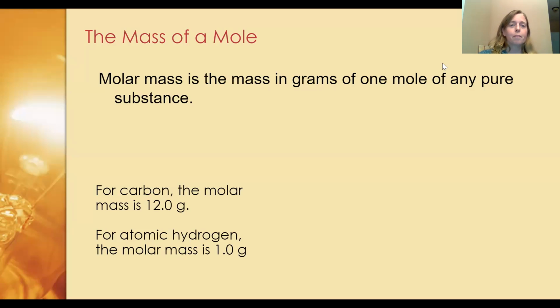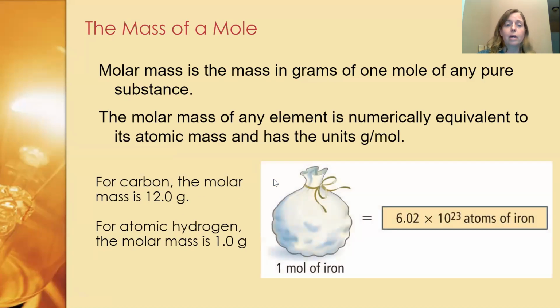So we're going to be talking a little bit about molar mass, the mass of 1 mole of something. Molar mass is the mass in grams of 1 mole of any pure substance. For example, the molar mass for 1 mole of carbon is going to equal 12 grams. The molar mass of any element is numerically equivalent to the atomic mass and has the units grams per 1 mole. Now, we've also talked about Avogadro's number.